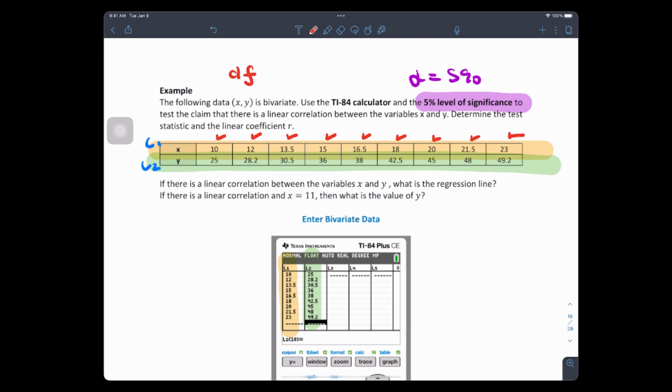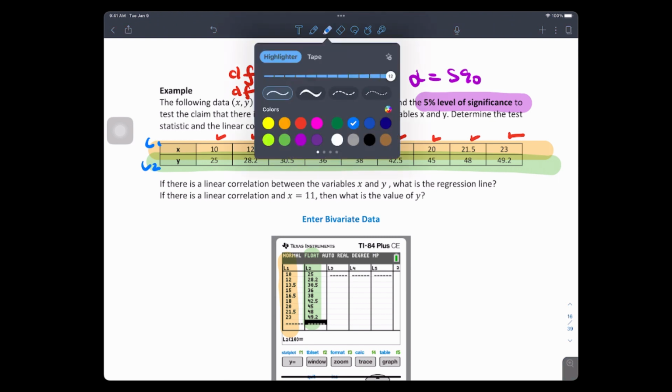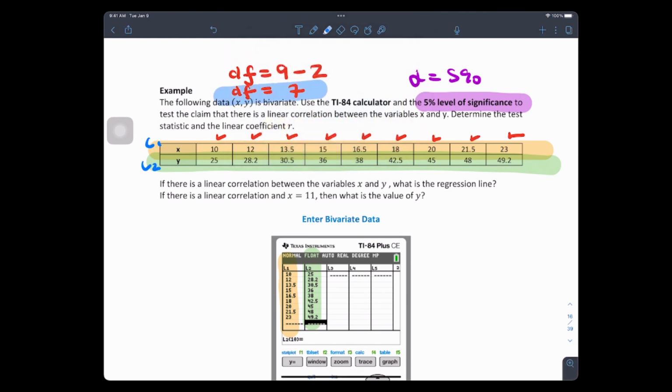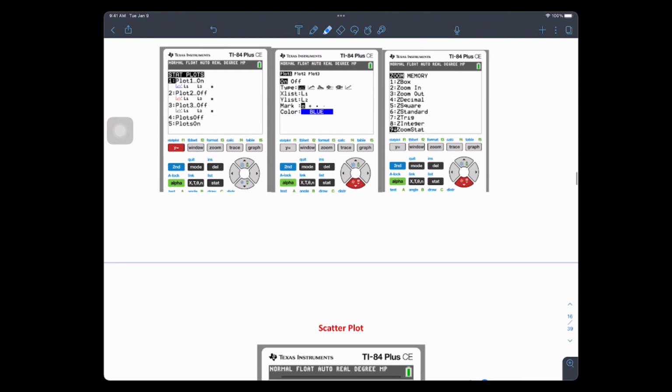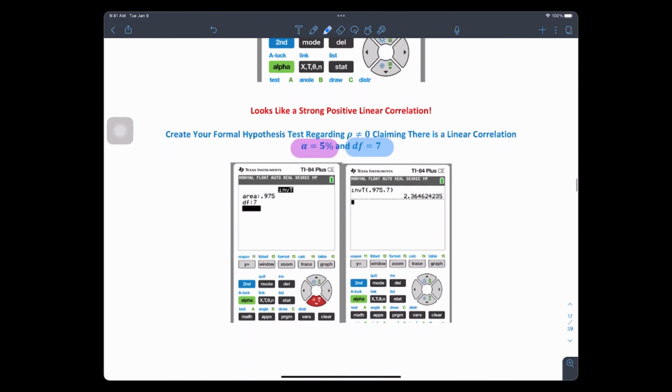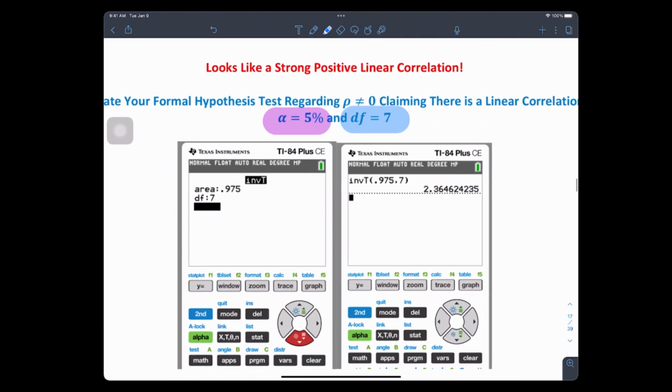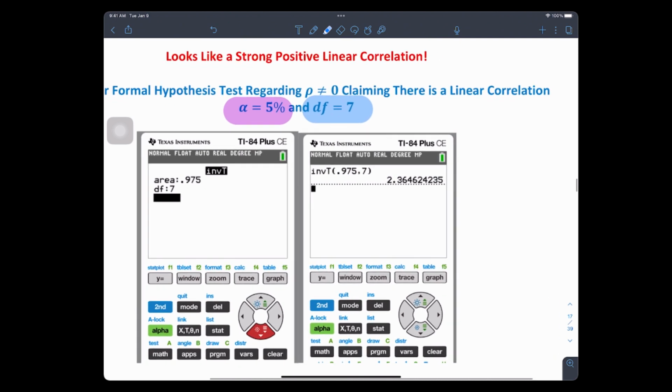So sure enough, 9 minus 2. For linear correlation, all the other degrees of freedom, the t distribution is n minus 1. But for linear correlation, it's n minus 2. So this is what I summarized here in your notes. This is why it's 7.